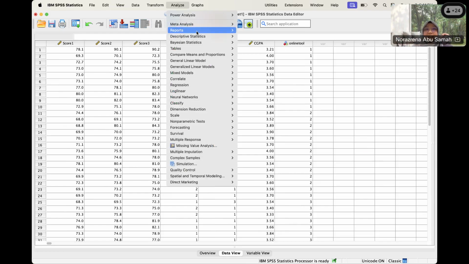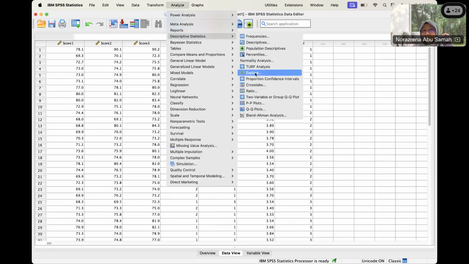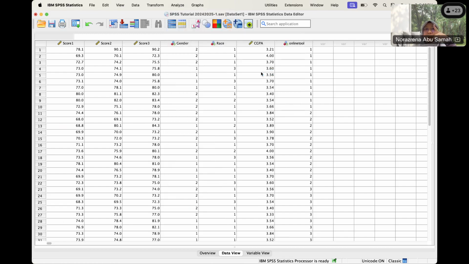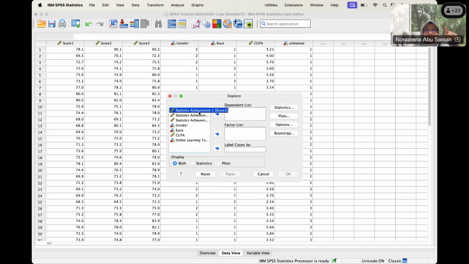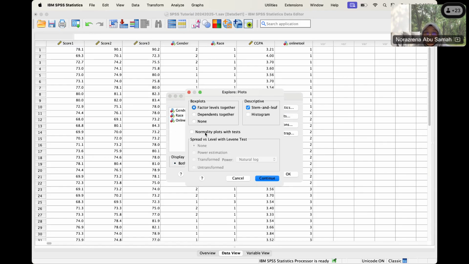Where to run it? To run it, it is in this Explore. Very easy. So when it is continuous data, either ratio or interval, first thing first is Explore. Of course, this is my pre-test, which is ratio. Post-test is also ratio. CGPA is ratio. The rest is not. So I can only run the normality test on these 4. Run here. Then Statistics, continue, and then Plots. Normality plots with test is important.